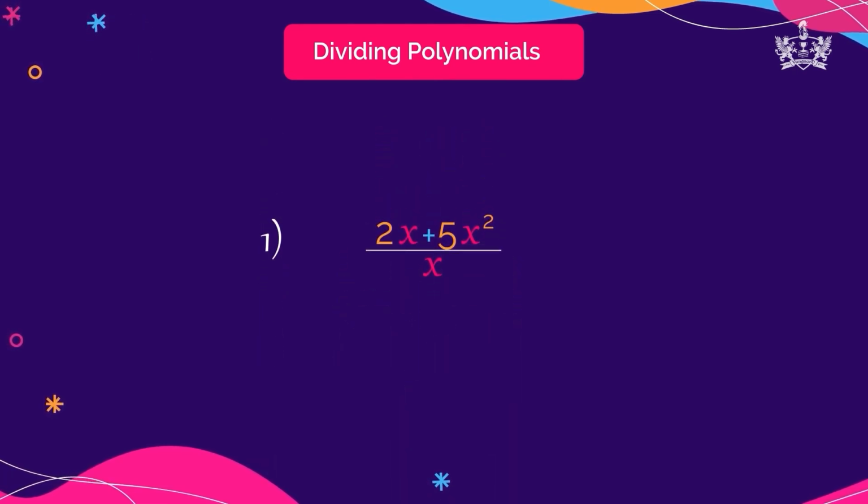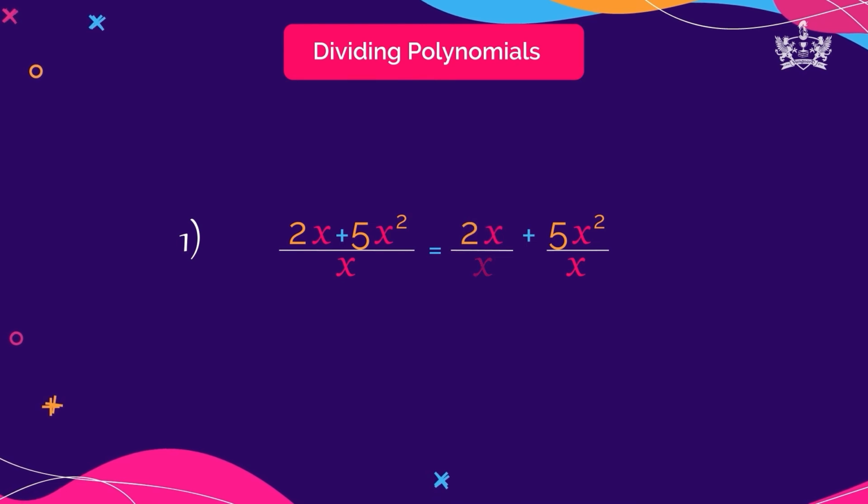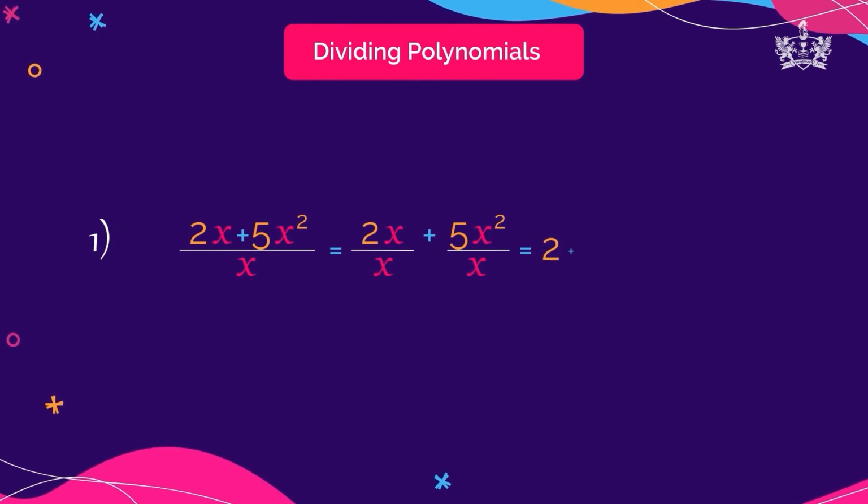Okay, for the first one, we divide all terms in the numerator by the term in the denominator. So we get 2x over x plus 5x squared over x. This simplifies to 2 plus 5x. But just to keep it clean, let's rewrite it with the highest index on the left. So it becomes 5x plus 2 instead.